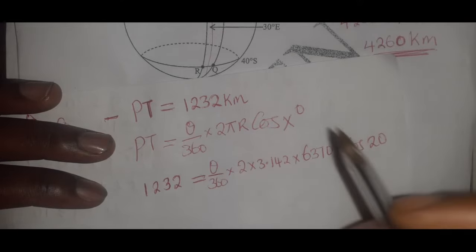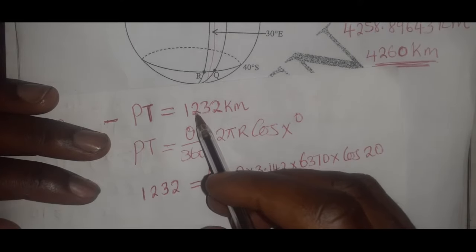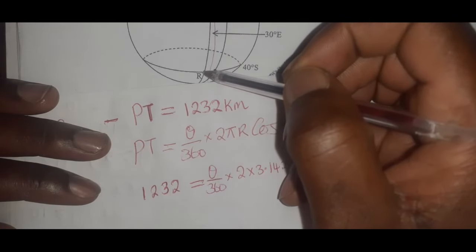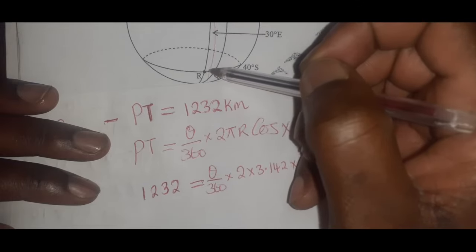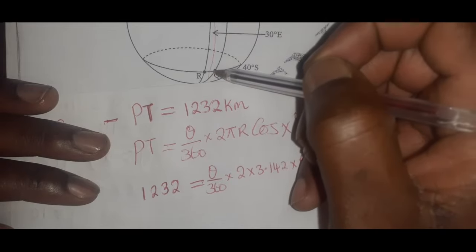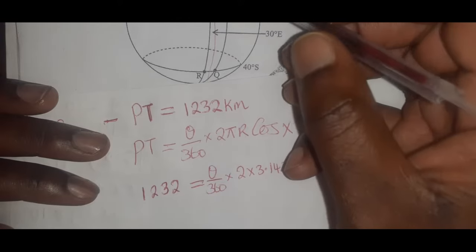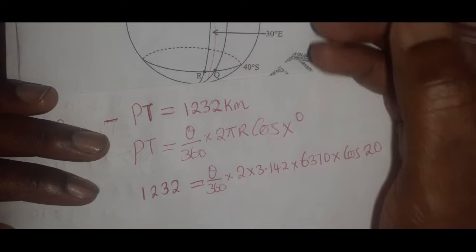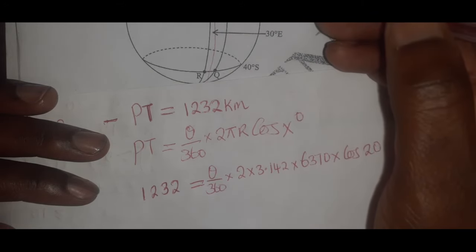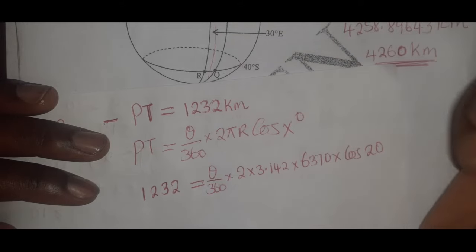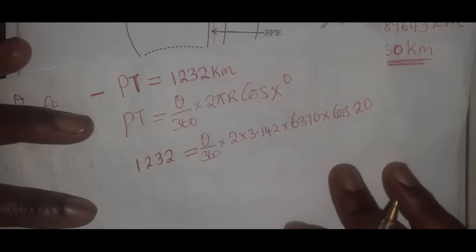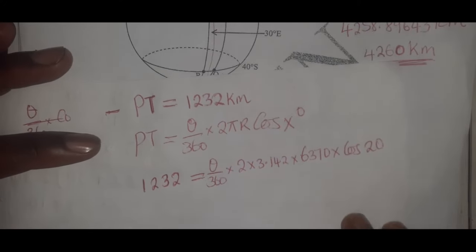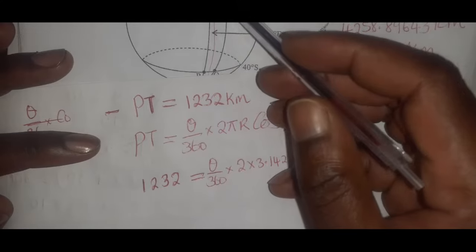I beg your pardon. The assumption that I had made, that this distance from here up to here is the same as the distance from this point up to this one, is not correct. Why? Because here we are using 40 degrees and here we are using 20 degrees. So take note of that. That assumption was incorrectly made.